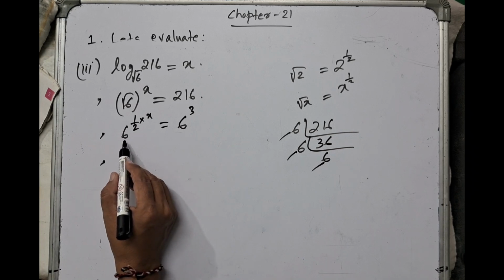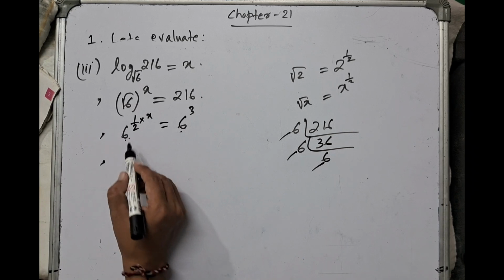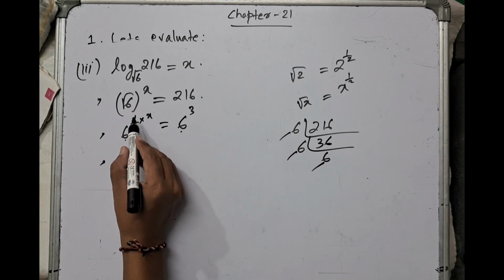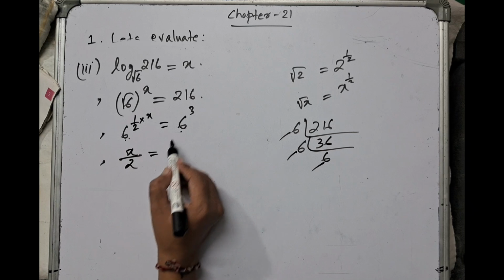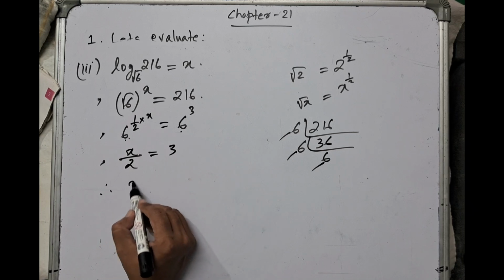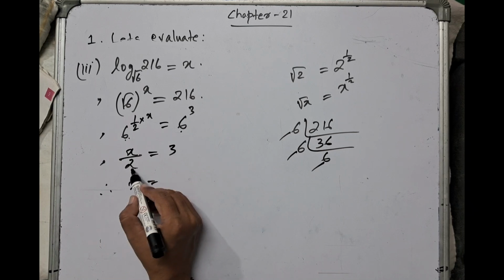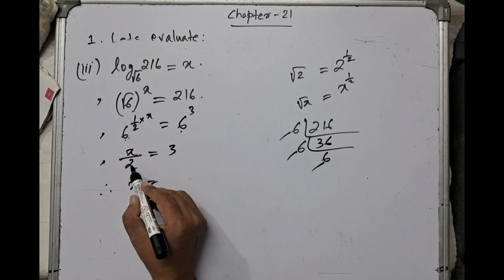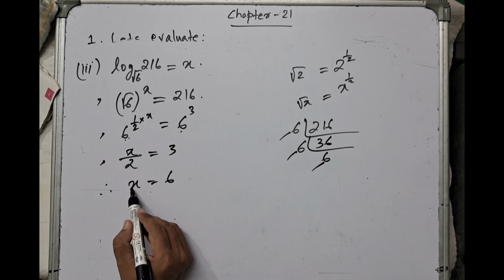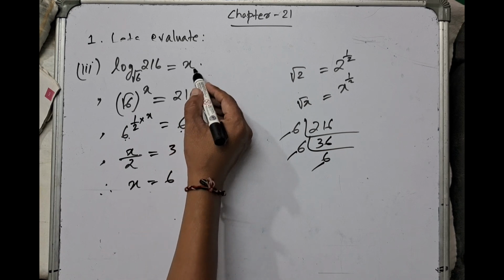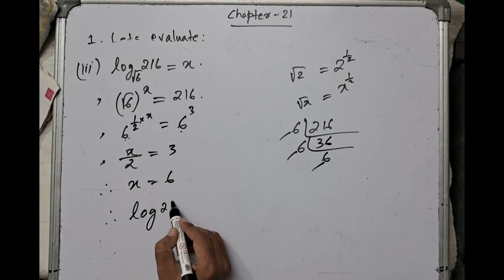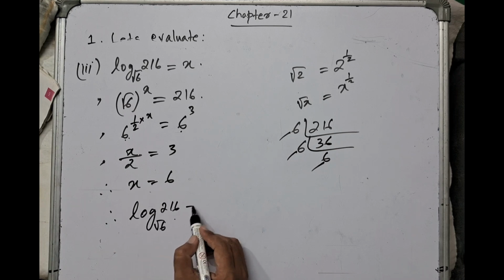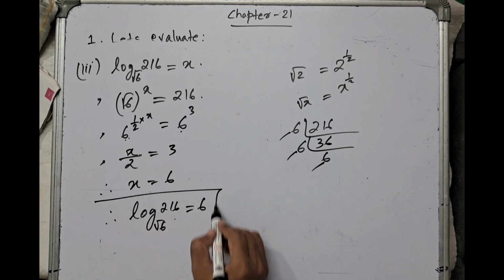Now we have bases equal, isn't it? 6 and 6 are equal. This means powers will also be equal. So 1 into x, x upon this 2 equal to this 3. Therefore, x equal to 2 will be multiplied to the other side on the numerator, because this is in the denominator. Cross multiplication, 2 threes are 6. We got the value of x as 6. x means this, isn't it? Therefore, log of 216 to the base root 6 is 6. Okay.